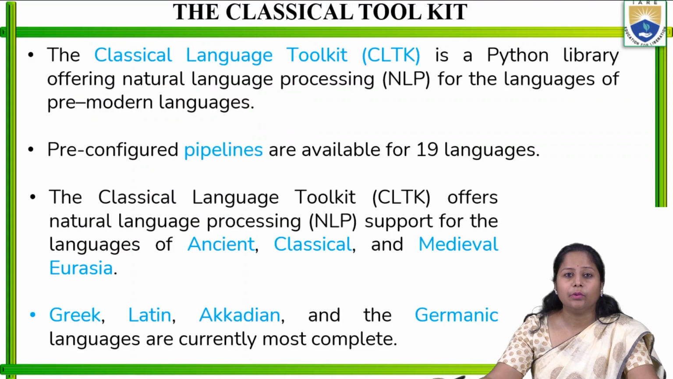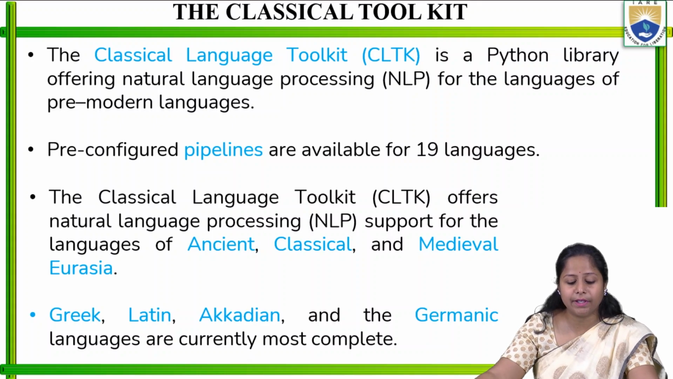So the Classical Toolkit, that is CLTK, is a Python library offering natural language processing for pre-modern languages. It is a pre-configured pipeline that is available for 19 languages, supporting the ancient, classical, medieval, Eurasian languages, etc. It supports Greek, Latin, Akkadian and the Germanic languages, which are the most complete.